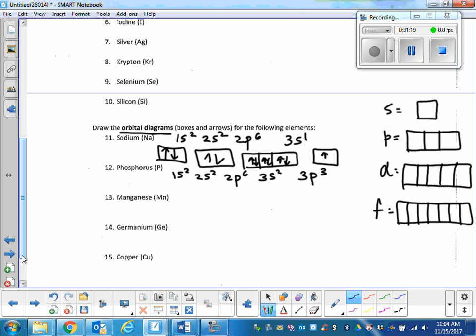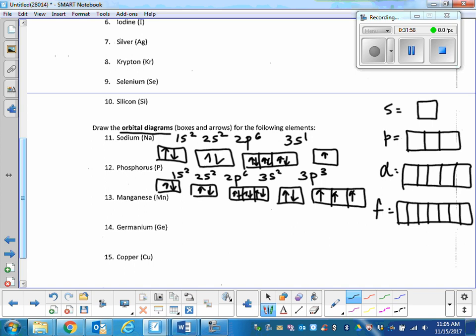Are you with me? So when we fill in these boxes, it's 1s2, it's 1 up and 1 down. 2s is 1 up and 1 down. 2p is 6, so I can probably put these arrows like that. It doesn't matter. 3s is just one box, 1 up and 1 down. Now it's the 3p. Is that right? So how do I draw my boxes and my arrows? How many boxes do I have? 3.